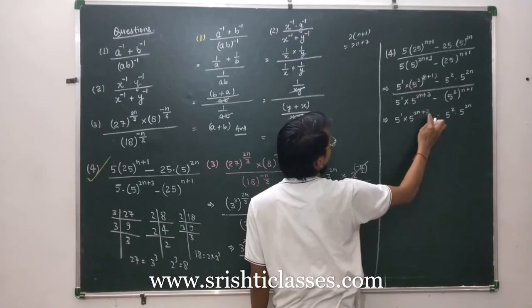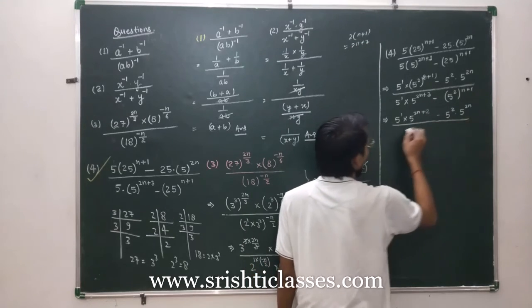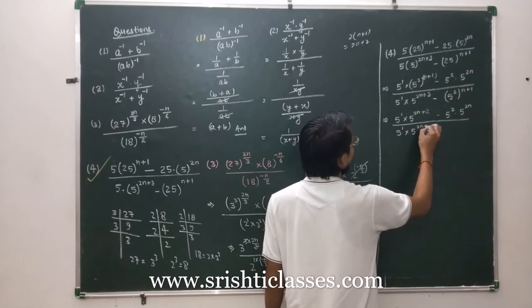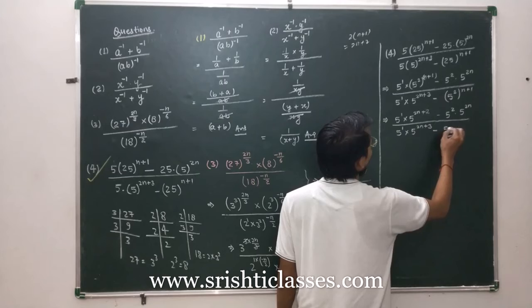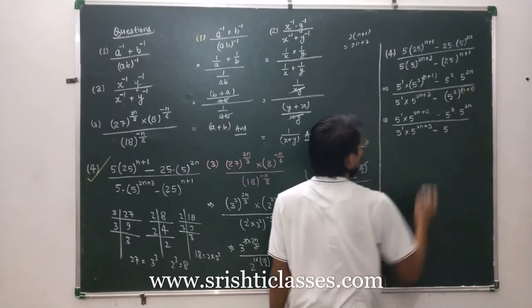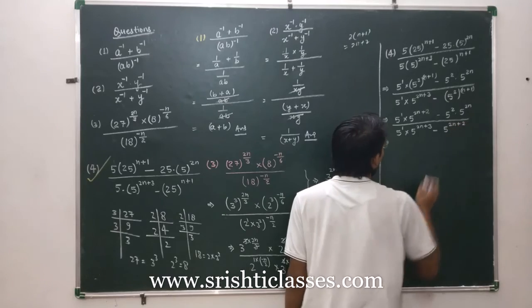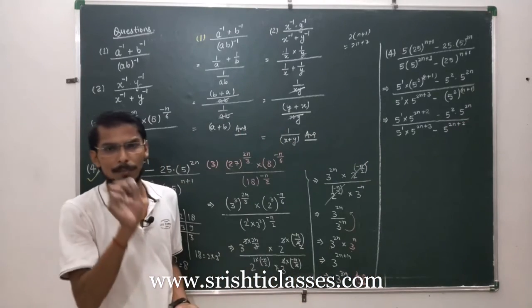So I have written here 2n plus 2, whole upon 5 to the power 1 into 5 to the power 2n plus 3 minus 5 to the power, again you multiply 2 with n plus 1, so you will get 2n plus 2. Now there is one important step.